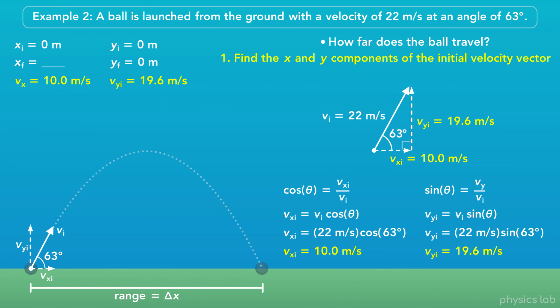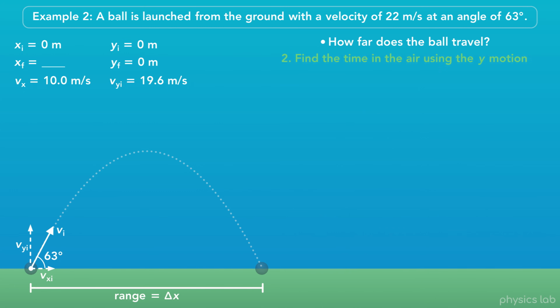First, we need to find the initial x and y velocities, the components of the initial velocity vector. For this example, the initial x velocity is 10 meters per second, and the initial y velocity is 19.6 meters per second. Second, we need to find the time in the air using the y motion.